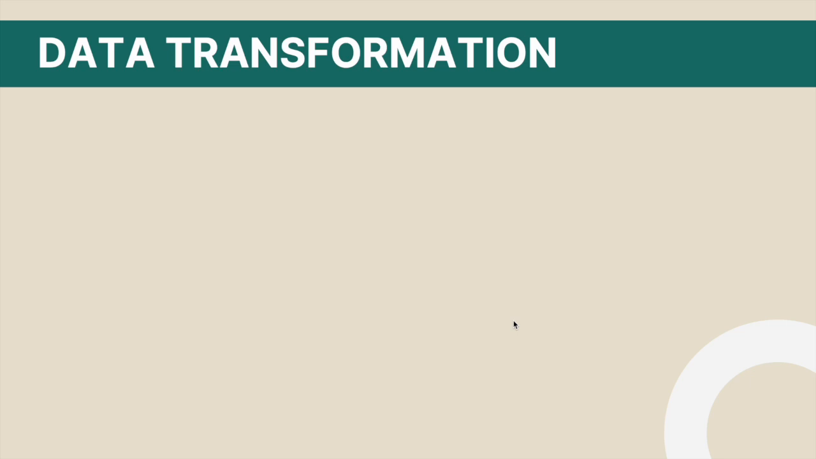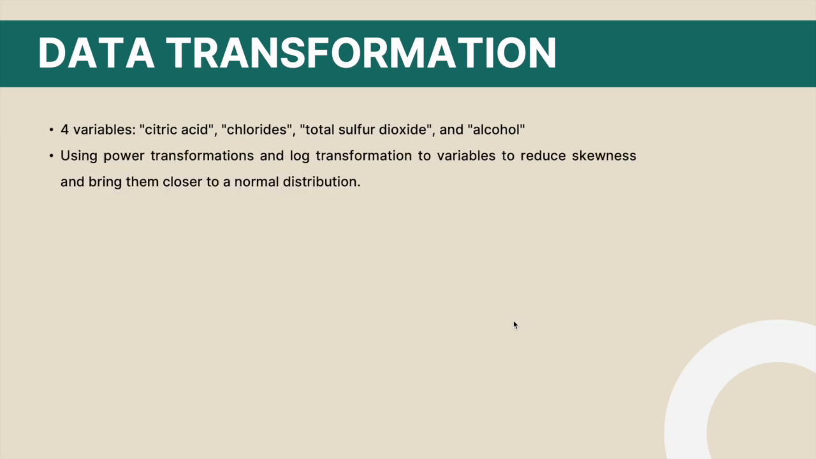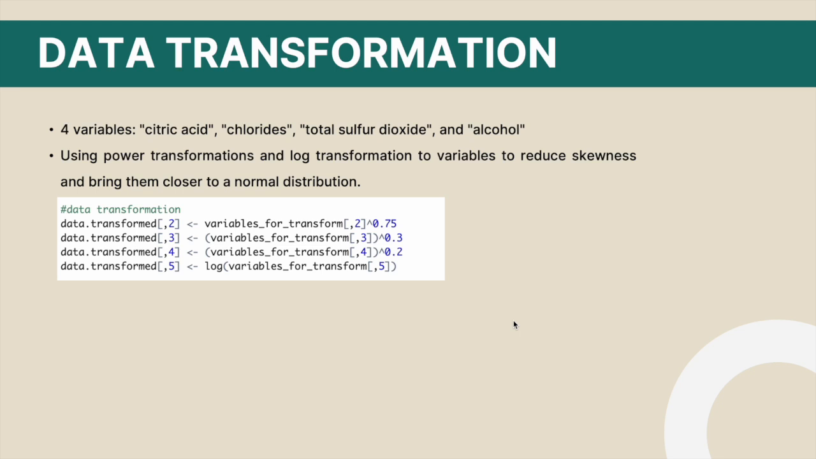Now we can focus on the data transformation. I selected four variables, which are acetic acid, chloride, total sulfur dioxide, and alcohol. Then I applied power transformations and log transformation to the variables. Because my data distribution is right skewed, I use a power with p less than 1. And then I use z-score standardization.